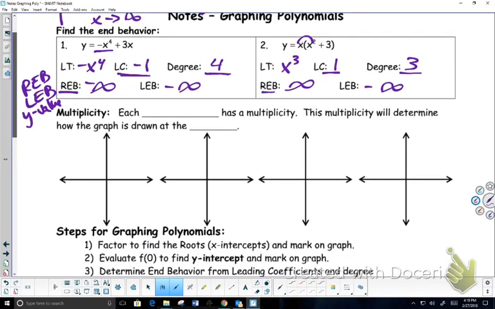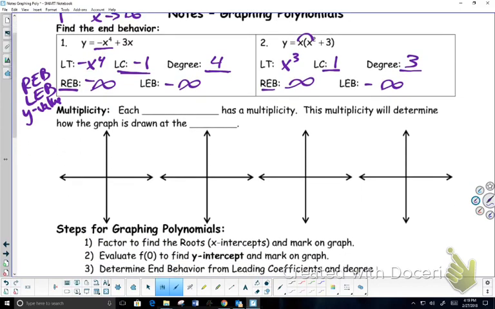Multiplicity is going to be how many times the actual root occurs. So each 0, in other words, where it crosses the x-axis, has a multiplicity. This multiplicity is going to determine how the graph is drawn at that root, or where we draw it at the x-intercept. So, for example, you've seen a line before, correct?